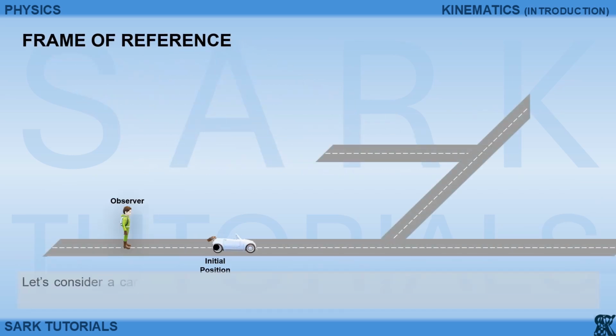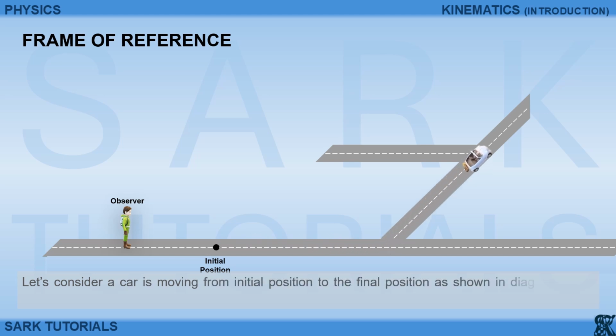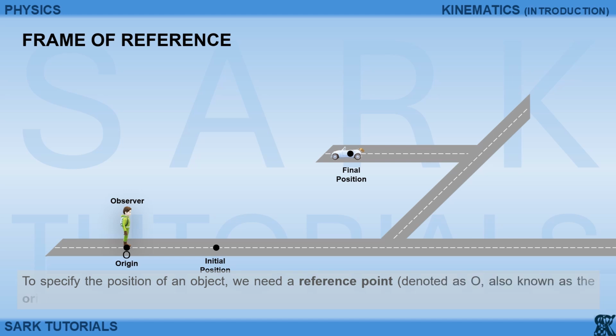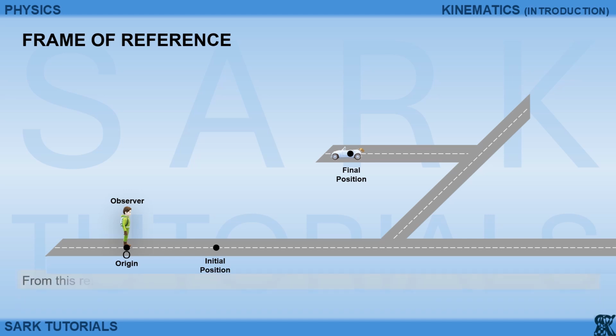Let's consider a car is moving from initial position to the final position as shown in the diagram in the presence of an observer who is observing the motion. To specify the position of an object, we need a reference point, denoted as O, also known as the origin, which may be the initial position of the car or the position of the observer. From this reference point, we establish a coordinate system and time measurement.